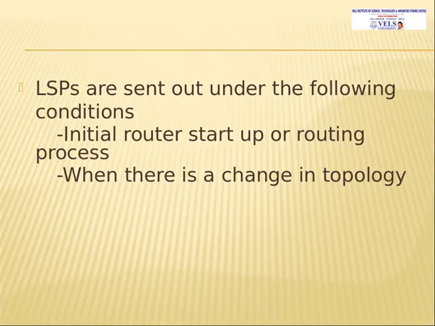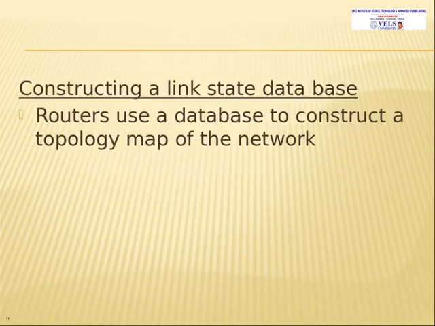In distance vector, the routing table is updated periodically, but in link state, if there is any change in the network, then only that information will be shared between the routers. So the link state packet is exchanged at the initial process, and next if there is any change in the network.